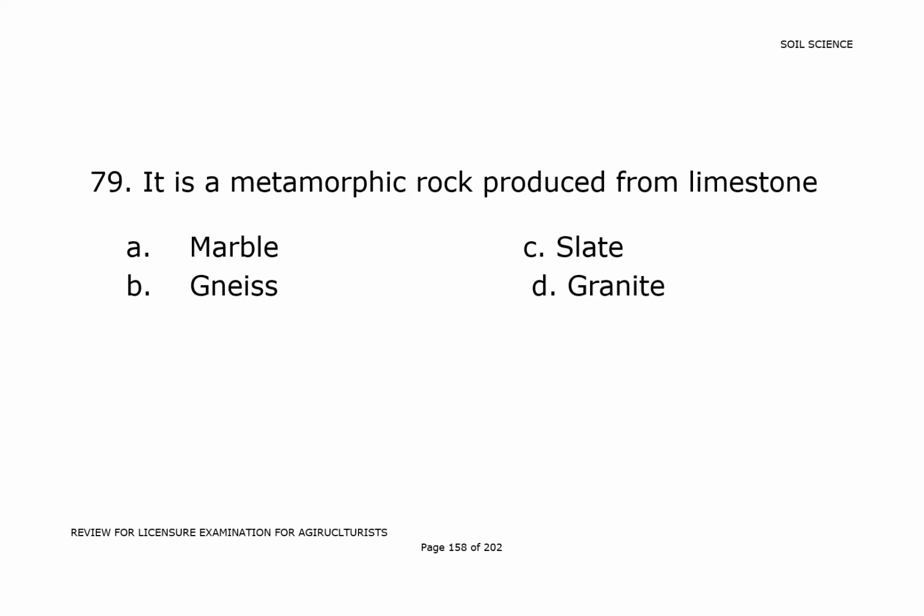Number 79. It is a metamorphic rock produced from limestone. A. Marble. B. Gneiss. C. Slate. D. Granite. The answer is marble.